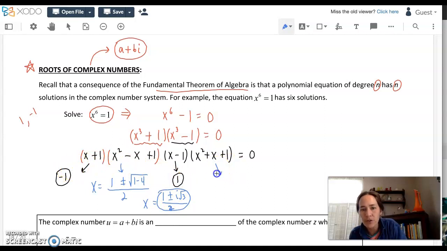The other 2 imaginaries will look pretty similar to the last 2, and they're going to also come from the quadratic formula. So this time, opposite of b, how about a -1, plus or minus square root of b squared minus 4ac, so just minus 4 over 2.